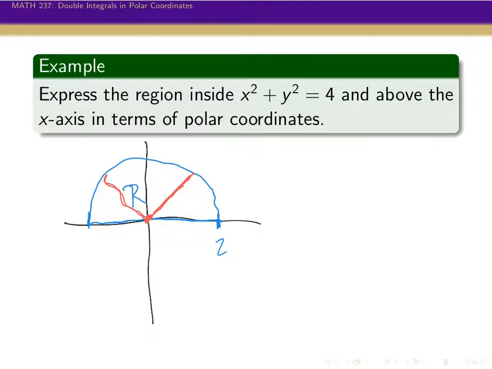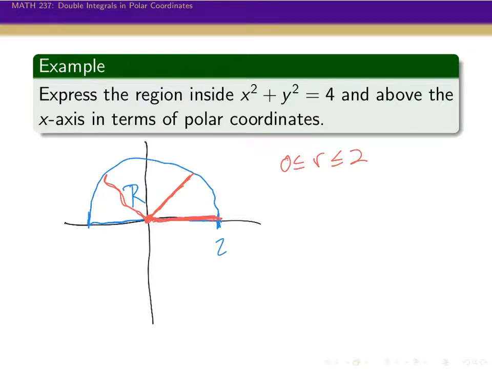Well, since the outside of this is a circle of radius 2, to stay inside the region starting at the origin, r is starting at 0, and we're just going out until we get to 2. Okay. And now what are the values of theta in which we are taking these radii?